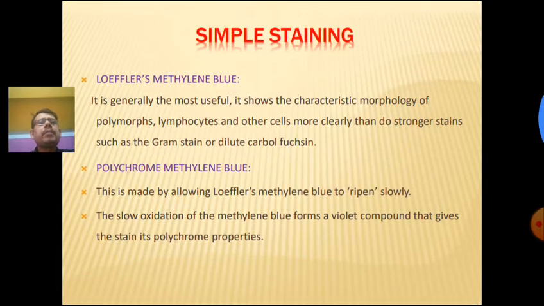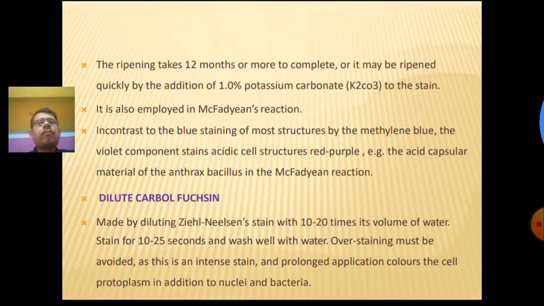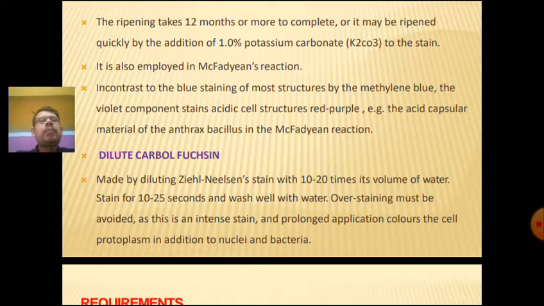First of all, simple staining. Loeffler's methylene blue is generally the most useful, so that the characteristic morphology of polymorphs, lymphocytes and other cells can be seen clearly, better than with stronger stains such as the gram stain or dilute carbol fuchsin. Polychrome methylene blue is made by allowing the Loeffler's methylene blue to ripen slowly. Through slow oxidation, methylene blue forms violet components, which give the polychrome stain. Ripening takes 12 months, and can be completed more quickly by ripening it faster.